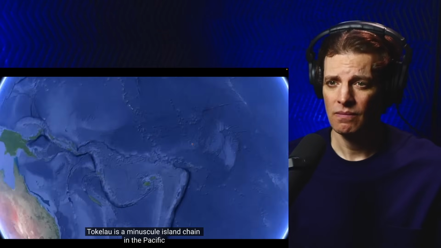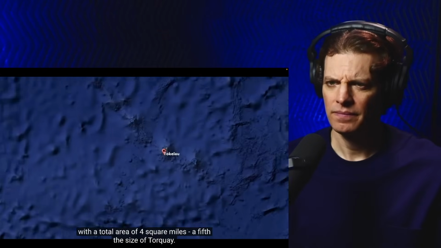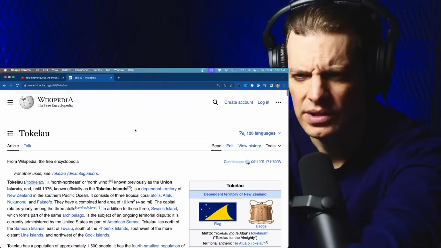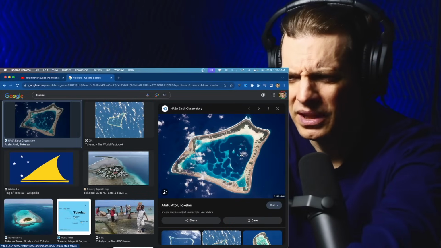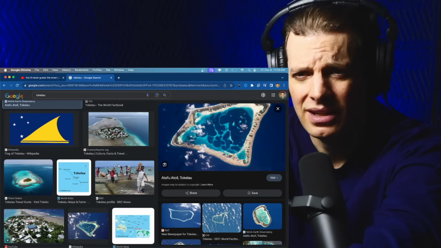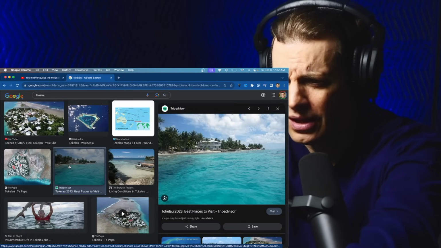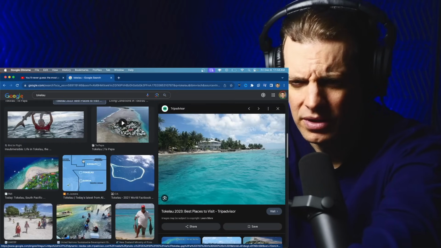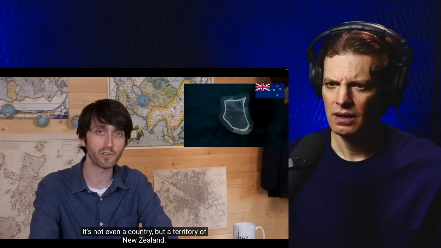Tokelau is a minuscule island chain in the Pacific with a total area of 4 square miles, a fifth the size of Torquay. I want to see photos. That looks like an ideal place for a resort because you have all this water in the middle. It's like a gigantic tidal pool. Wow, beautiful water. It's not even a country, but a territory of New Zealand.